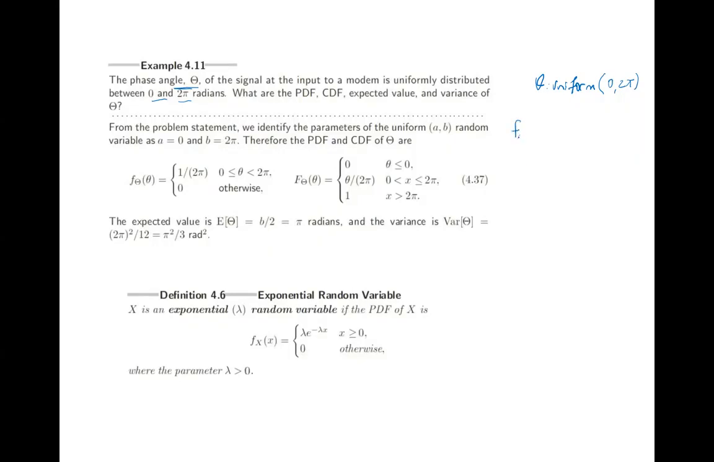For the PDF, as usual, we can simply write it. It's 1 over 2 pi. Remember that it was 1 over b minus a, where this is a and this is b. So it is between 0 to 2 pi, and otherwise it's 0. For the CDF, as usual, we just add it.